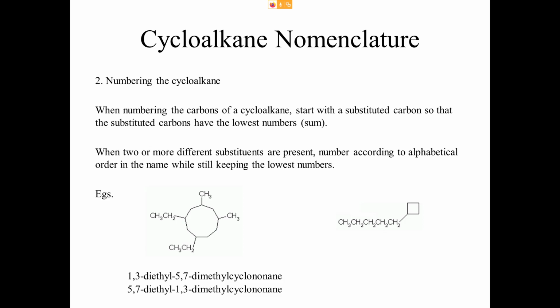What about the one on the right? Which of these is the parent chain, the ring or the straight chain? The straight chain. So what is the parent name? Pentane. It's a pentane, I agree. Is it a cyclopentane? No, those five are not in a ring, so I don't name it a cyclopentane.